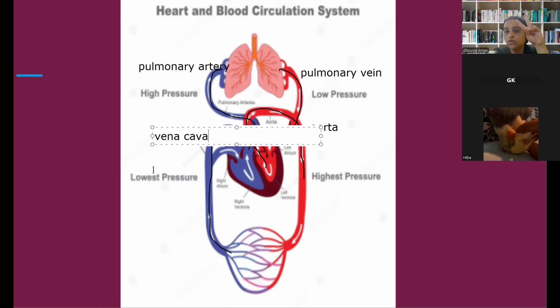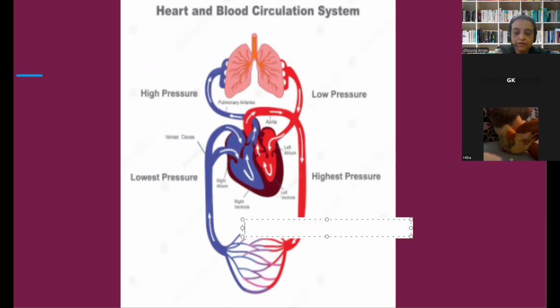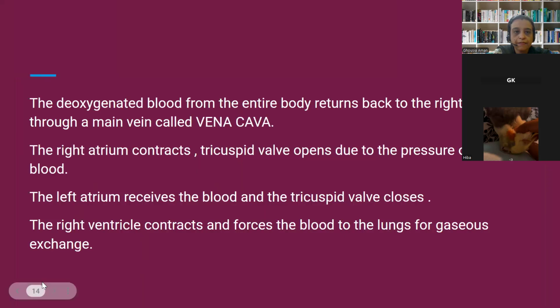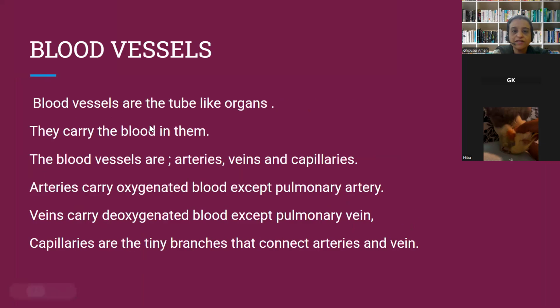So the blood vessels are of two types, arteries and veins. So arteries always take the blood away from the heart. Veins always bring the blood back to the heart. But there are some other differences as well. So what are those differences? Let's see. Blood vessels. So blood vessels are the tube-like organs. They are organs because they are made up of several tissues. They carry the blood in them. The blood vessels are arteries, veins, and capillaries.